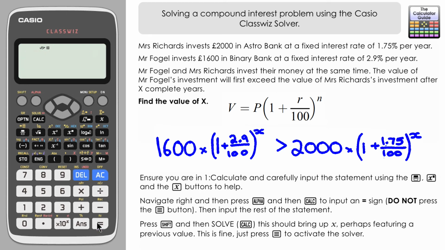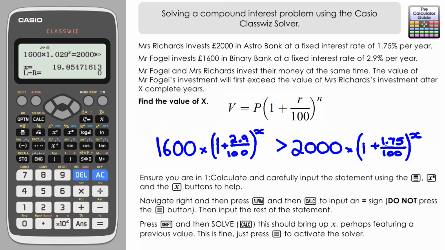So if you just press equals here, and there will be some processing time, and here we have our solution. X equals 19.85 to 2 decimal places, so that time is in years, so 19.85 years. So at that precise time, Mr. Fogel and Mrs. Richards' investments will be the same.